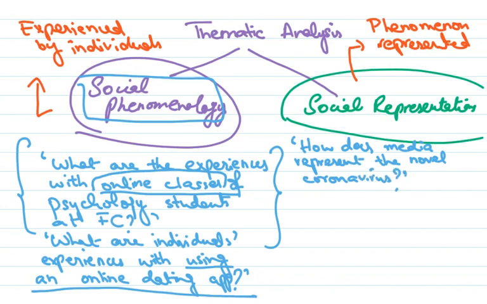So when you're asking this kind of question, you'll be interested in what sort of words the media uses when it talks about the novel coronavirus. You'll be interested in how certain images are used to represent it. So that's everything that you'll be looking at, right? But basically what you're doing is looking at a phenomenon, which is the novel coronavirus, and how it is represented, right?